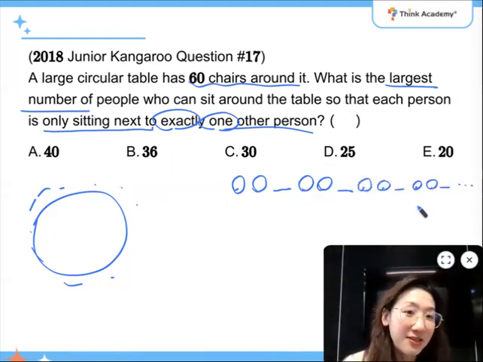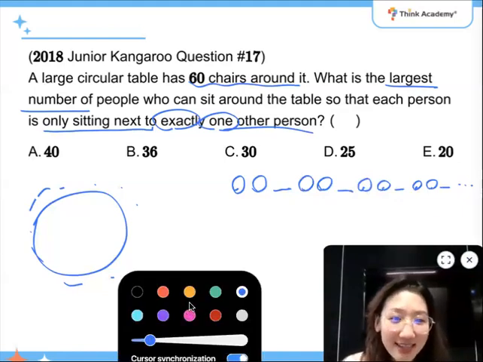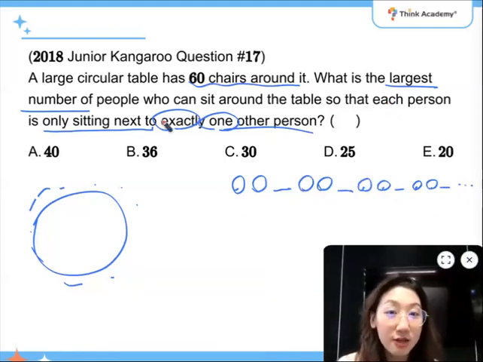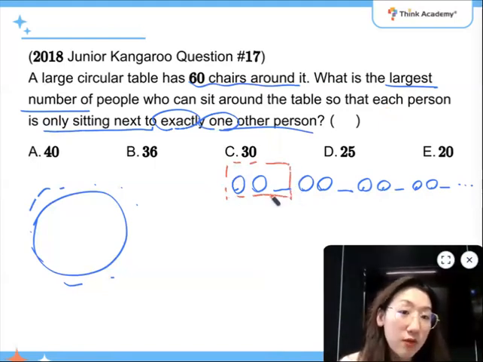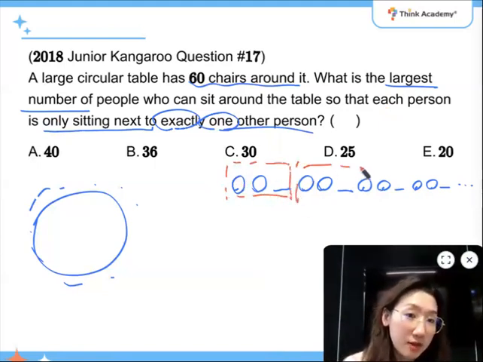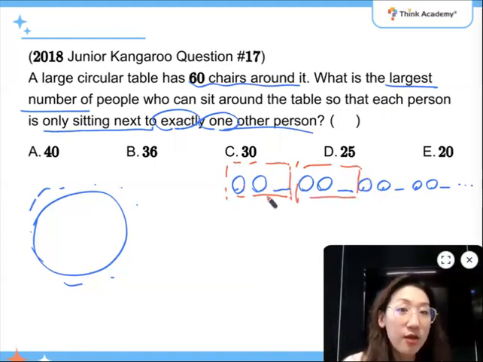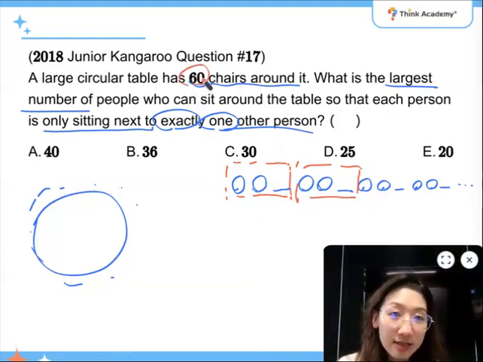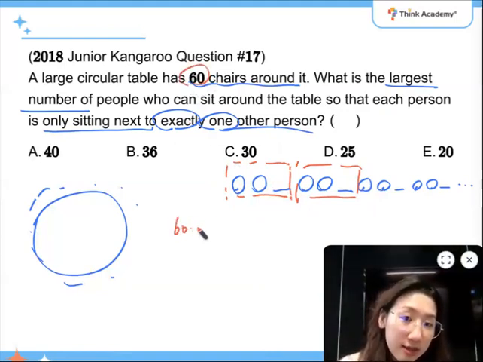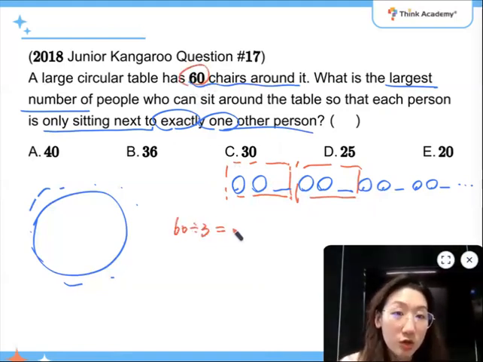Okay, so everyone, do you notice any pattern? Yes, the pattern is that if you want to fit in the largest number of people, this is the pattern that can work, that would give you 2 people and a space, 2 people and a space, 2 people and a space. So they are in a group of 3. So if they're in a group of 3 and there are 60 chairs in total, you can just do 60 divided by 3, and that will give you the total number of groups.